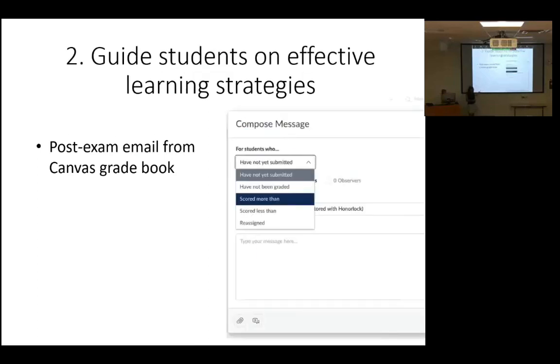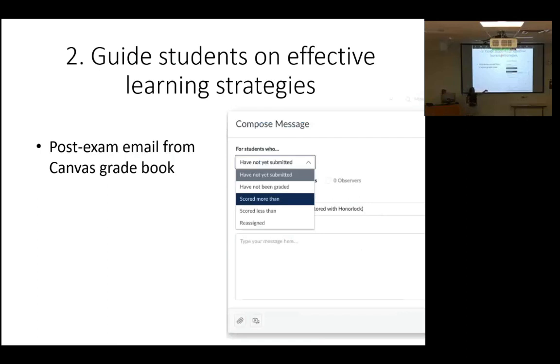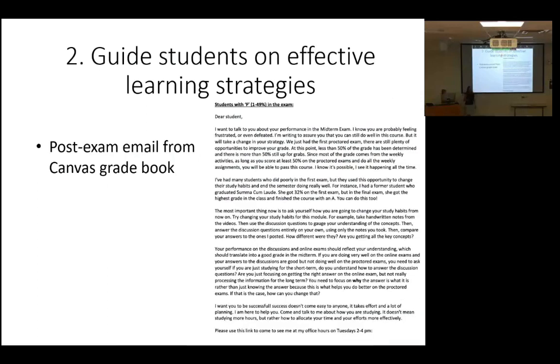So how are they going to make those changes? I use this tool on Canvas where you can just go through the grade book, get the assignment, and message students who, and then you can filter by students who score more than a certain score, or students who score less than a certain score. And I have an email crafted for each grade range. So students who score less than 50%, or students who score a D on the exam, or a C or a B. So everybody gets a different email, and Canvas automatically sends that to the appropriate student.